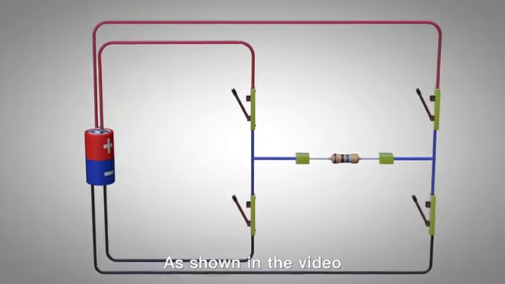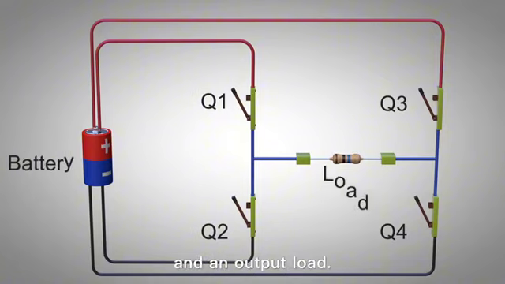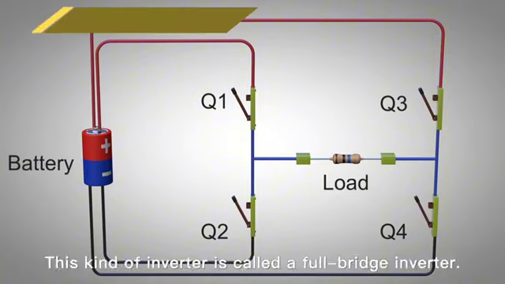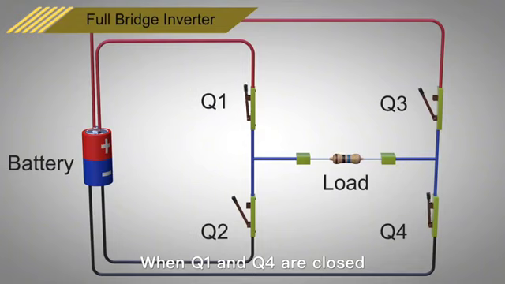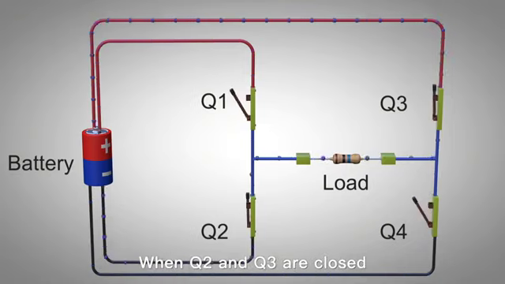As shown in the video, the circuit includes 4 switches, a power supply, and an output load. This inverter is called a full bridge inverter. When Q1 and Q4 are closed, it outputs positive voltage to the load. When Q2 and Q3 are closed, it outputs negative voltage to the load.